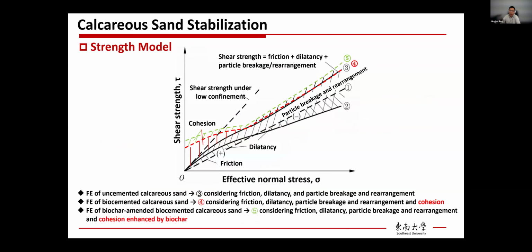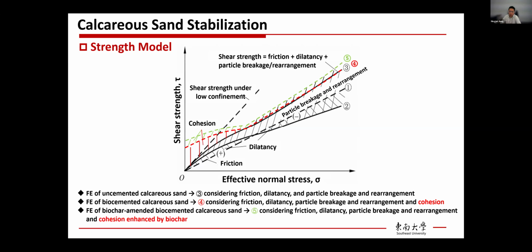sand. Then finally, based on all this research, we proposed a stress model for the biochar enhanced MICP treated calcareous sand. As we all know, based on the Bolton theory for sand strength, the shear strength consists of friction, dilatancy, particle breakage, and rearrangement. So that's the black lines. Then with the MICP treatment, we have an additional contribution from cohesion, as you can see, the red one. So the cohesion contributes to this part, especially when the effective normal stress or confining pressure is small. So this effect is quite significant.